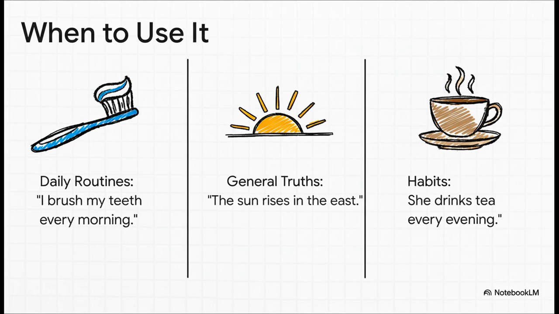We use it for daily routines, like I brush my teeth. We use it for general truths, things that are just facts, like the sun rises in the east. And we use it for personal habits, like she drinks tea every evening. Just think of it as the tense for stability and routine.